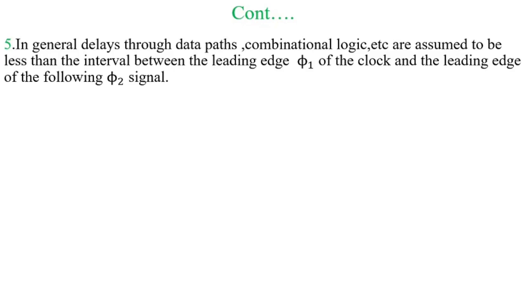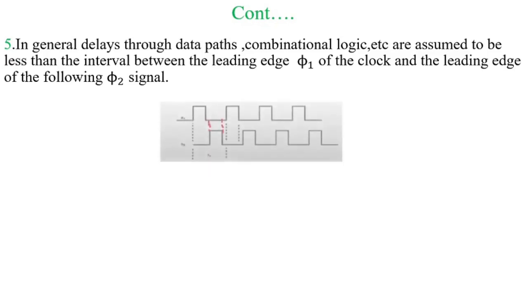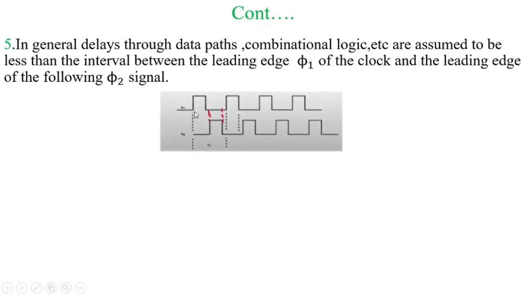And the next point: in general, delays through the data paths and combinational logic are assumed to be less than the interval between the leading edge of phi 1 of the clock and the leading edge of the following phi 2 signal. It means that, for example, here this is the leading edge of clock signal phi 1 and this is the leading edge of clock signal phi 2. The delay between these two clock signals is very small, because only within this duration is the memory address location data refreshable.